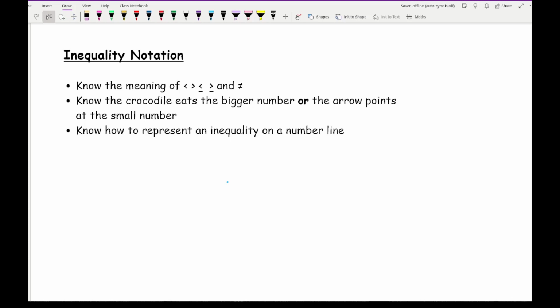Now one way of doing that, and the most common way of doing that, is remembering that the crocodile eats the bigger number, or the one that I tend to use, which is the arrow points at the smaller number, because obviously that then implies in terms of looking at algebraic terms. Another symbol that tends to get forgotten is this one, which is basically not equal to.